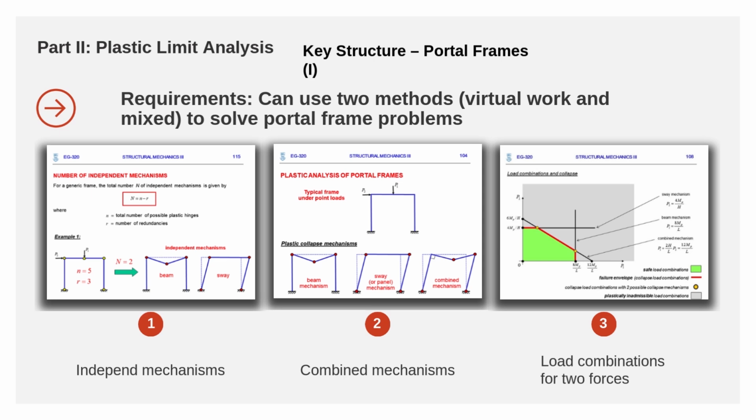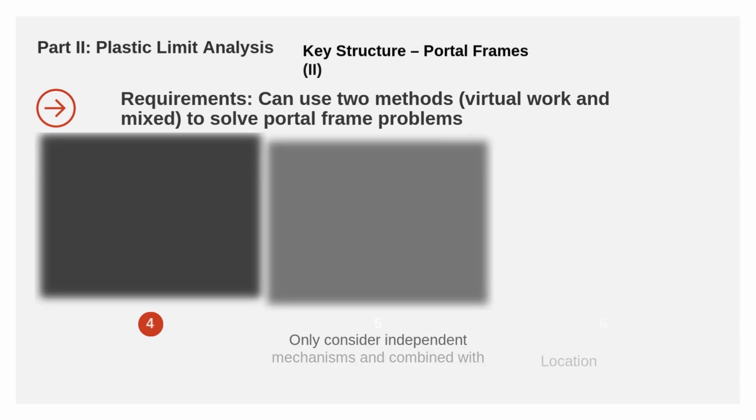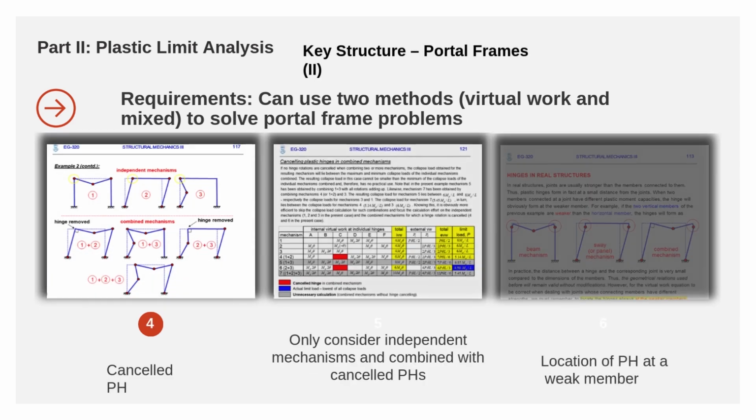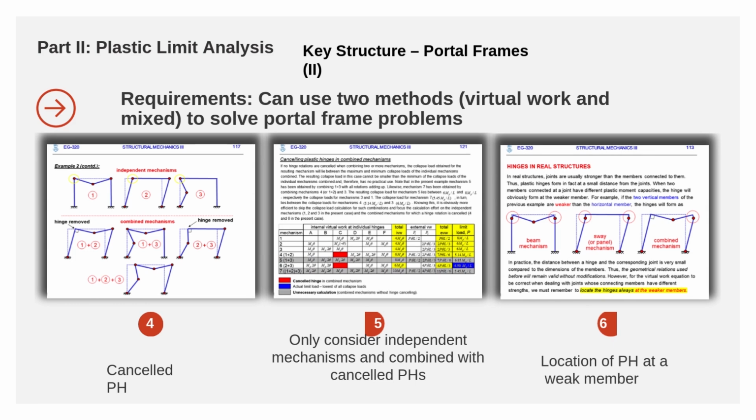Key structure, portal frames, 2. Requirements, can use two methods, virtual work and mixed, to solve portal frame problems. Cancelled PH. Only consider independent mechanisms and combined with cancelled PHs. Location of PH at a weak member.